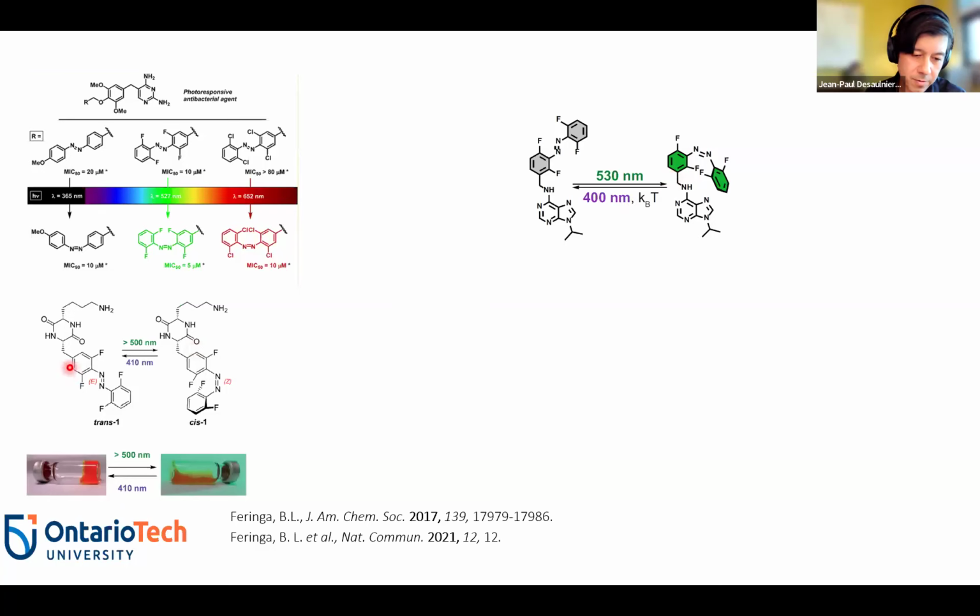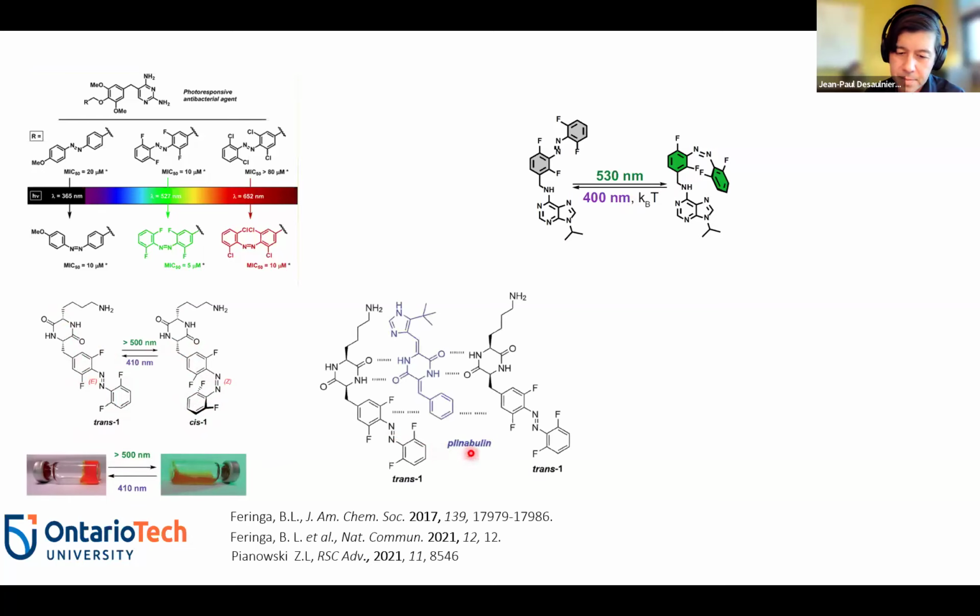Some other uses of this group include this scaffold here with this trans group, which has a very defined gel-like shape. And then when you irradiate with green light, it kinks into this form and releases into a liquid. So you can see differences in morphology from solid to liquid.